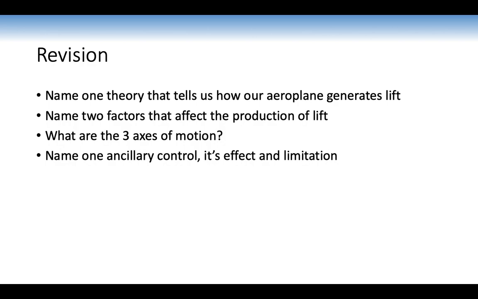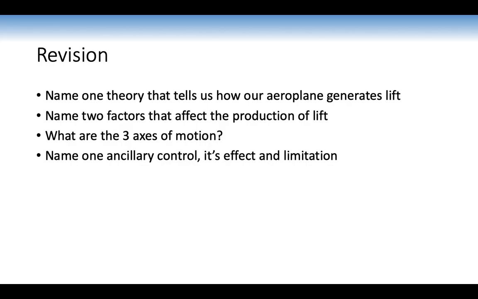Name 2 factors that affect the production of lift. So 2 are airspeed and angle of attack. Other factors are surface area and density, and we'll have a look at how we'll look at things that are in control of the pilot and things that aren't in control. What are the 3 axes of motion? So we've got pitch, roll, and yaw. This is important. We have 3 control surfaces on our airplane, which allow us to move around these 3 axes.